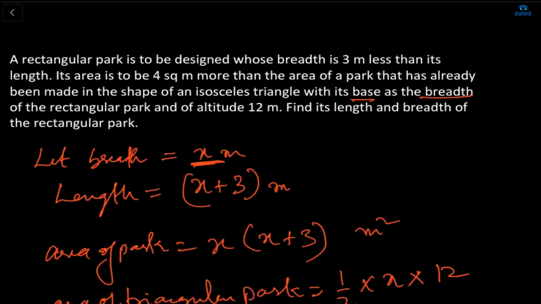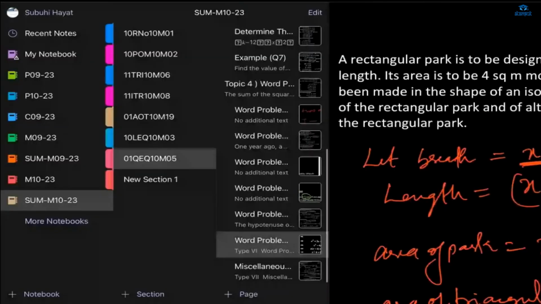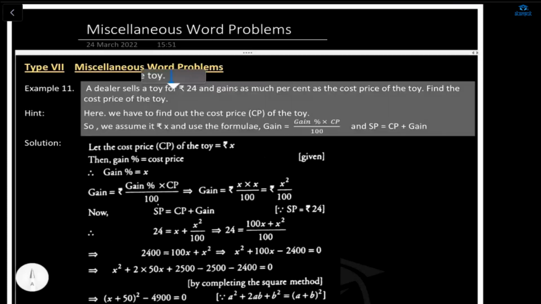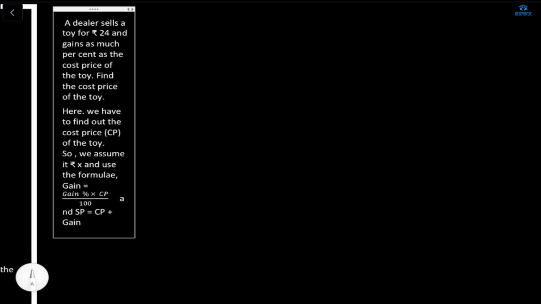Okay. Now we have done questions on mensuration. So let's see some miscellaneous word problems, which means you can get word problems on cost price, selling price, simple interest, these types of questions also. Okay. So let's see this question also, and then the chapter is complete. I am just copying all this. Okay, I'm giving you the hint. In fact, no need for a hint.